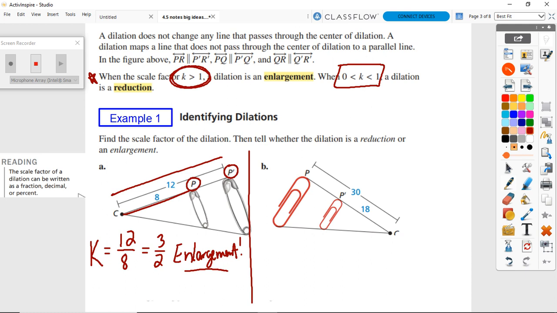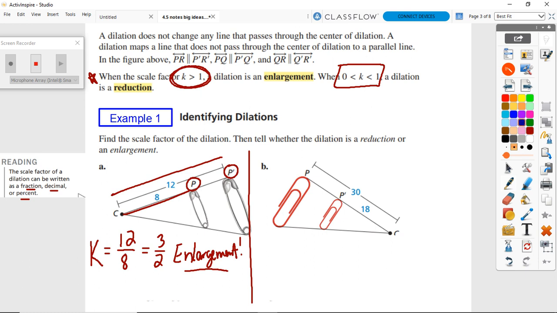So there you go. When you're doing a scale factor, it can be written as a fraction, a decimal, or a percent. So if you're taking a look at decimal representation, you'd have 1.5. Percent would be 150%. This thing got blown up. So if it's greater than 1, it's going to be greater than 100%. Taking a look at the next one.